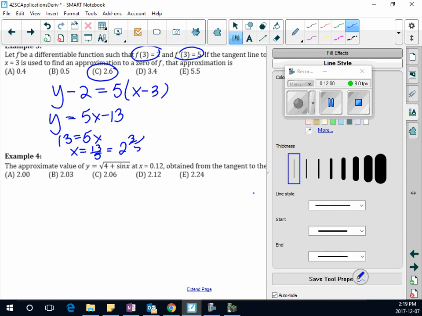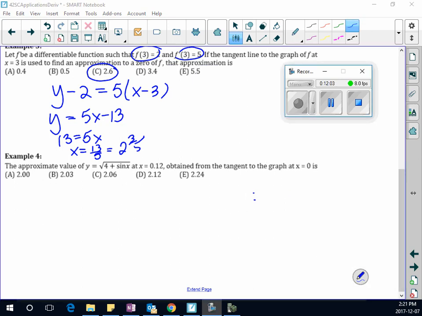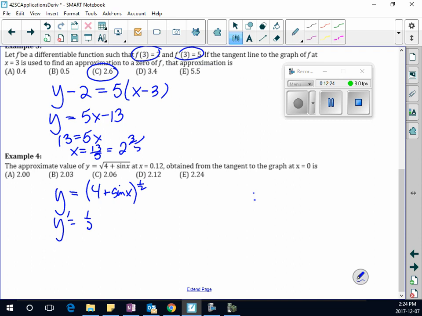I want a 45. You guys want to try the next one? Try the next one. So, did everybody find the derivative? Well, I think I'm going to write it out a different way. y equals (4 plus sine x) to the power of half. So y prime would be 1/2 times (4 plus sine x) to the power negative a half times cos x. Did everybody get that part?